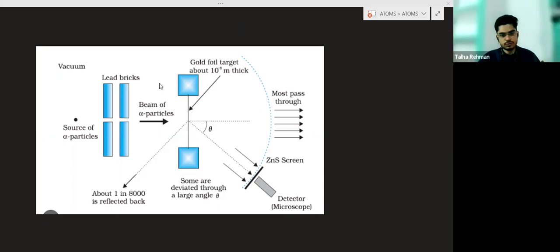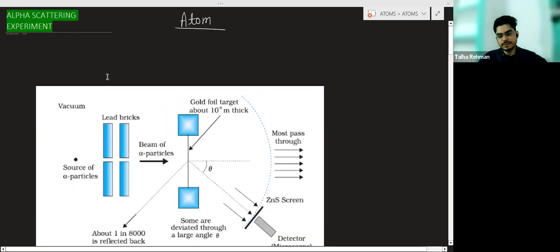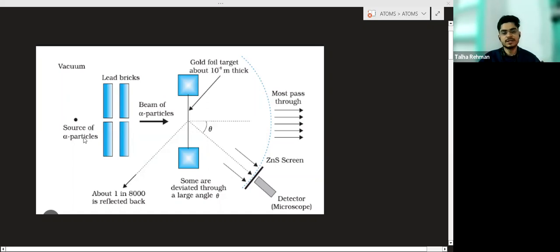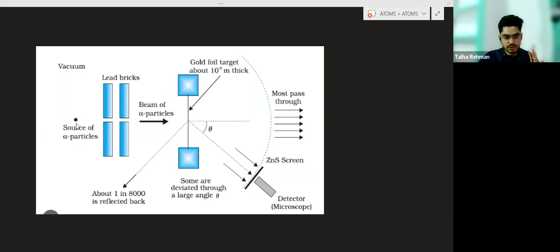Okay. So we are doing the alpha scattering experiment. In it, this is the source of alpha particles, which are emitted by this source, and these are lead bricks. These lead bricks will give a collimated, undeflected beam of alpha particles. The beam of alpha particles then strikes the gold foil.